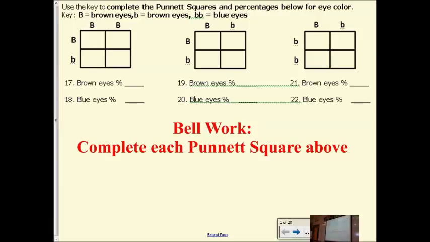Now, some of you can see underneath, I'm asking you to also predict what percentage of these 4 babies, we call them offspring, are going to have brown eyes. What percentage are going to have blue eyes? So if you've already done your Punnett Square, you can go ahead and figure out those percentages as well.